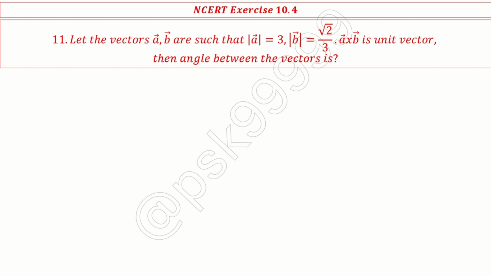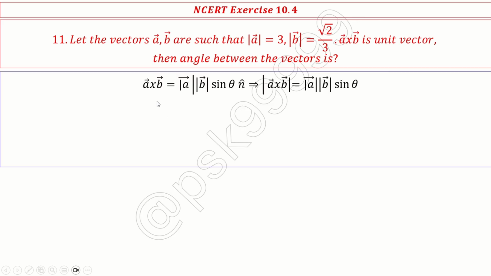Let vectors A and B be such that magnitude of A equal to 3, magnitude of B equal to square root of 2 by 3. Okay, A bar cross B bar is a unit vector, then angle between the vectors is how much? Okay, this is simple. You have the A cross B, which is nothing but magnitude of A into magnitude of B into sine theta and n hat, correct? Which implies magnitude of A cross B is equal to magnitude of A multiplied with magnitude of B into sine theta, right?